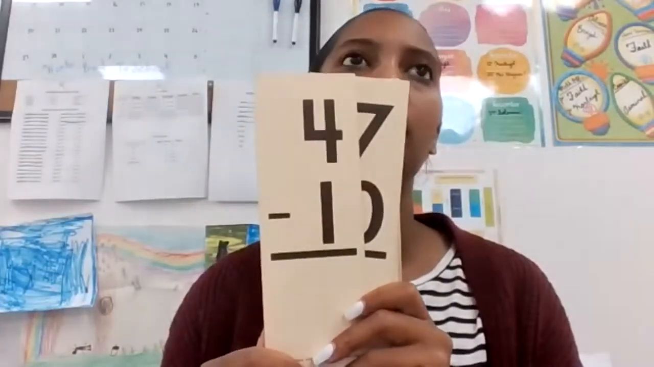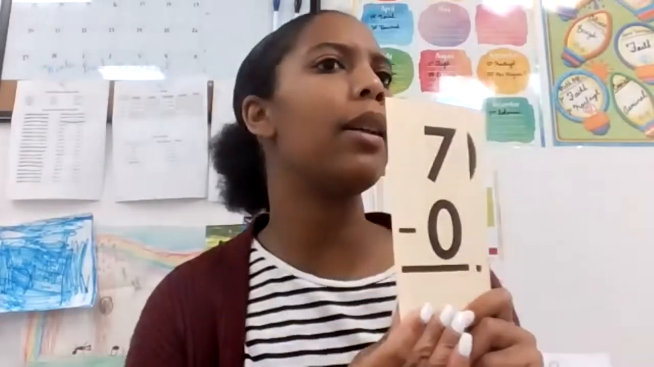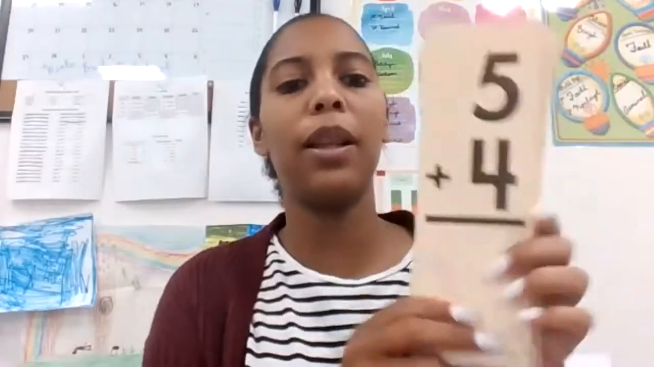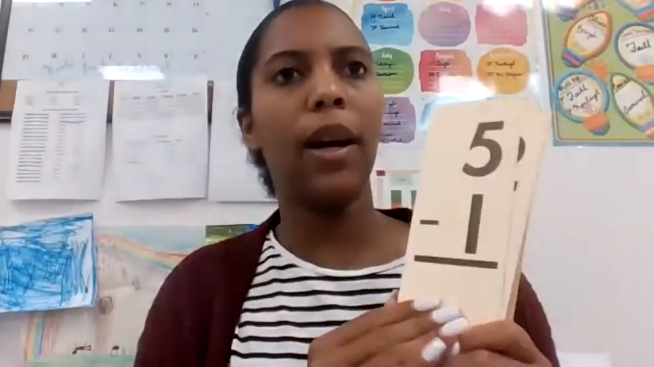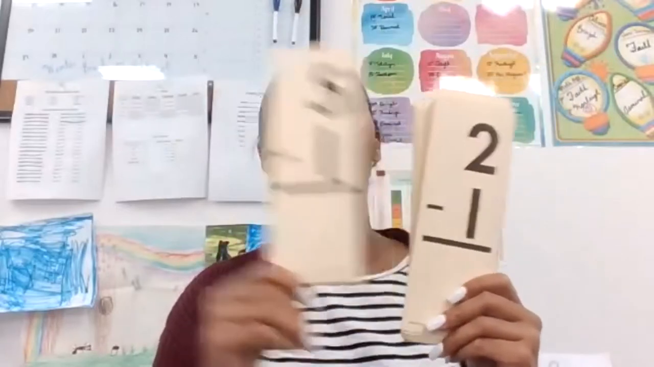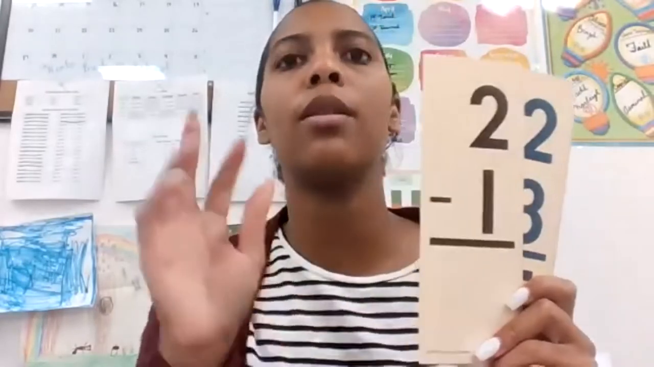4 minus 1 equals 3. 7 minus 0 equals 7. 10 minus 1 equals 9. 5 plus 4 equals 9. I don't think it's funny. 5 minus 1 equals 4. 2 minus 1 equals 3. Oops, sorry, these are backwards.